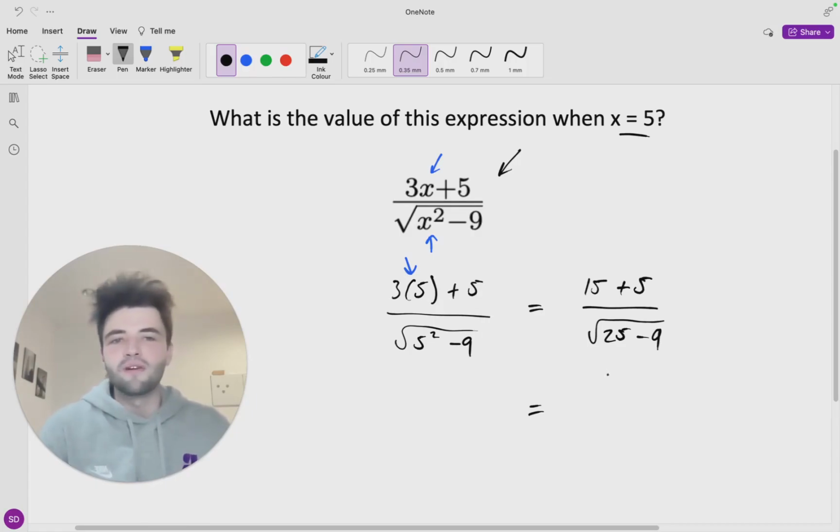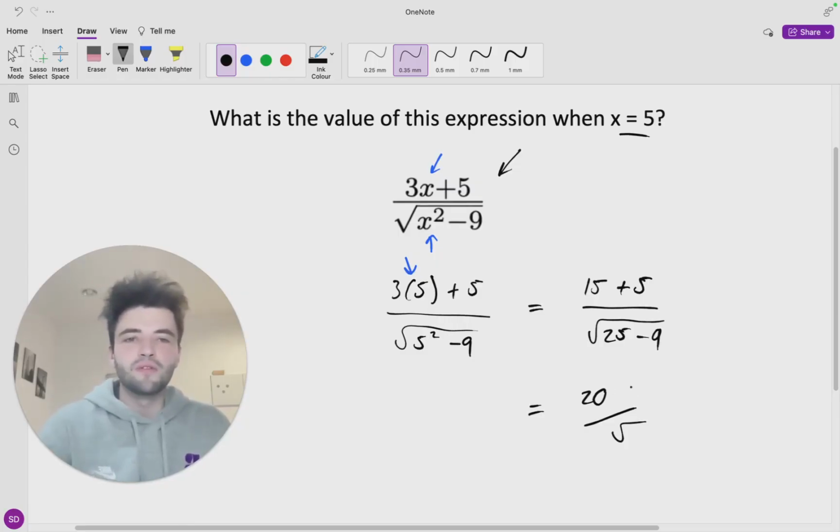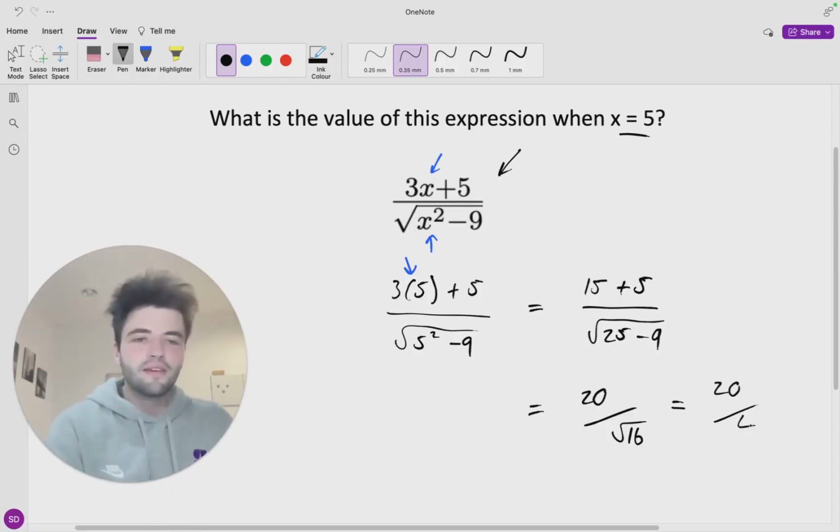And so we're almost there now, and we just need to add our 15 and our 5, which is going to give us 20. And I realize I'm doing this in a lot of different steps just to make sure that it's clear enough what's happening in each step. But we've got 20 on the top of the fraction, and then we've got the square root of 25 minus 9, which is the same as the square root of 16, because 25 minus 9 is going to give us 16. And so we're almost there now, so our 20 stays on the top, and then the square root of 16 is going to be 4.